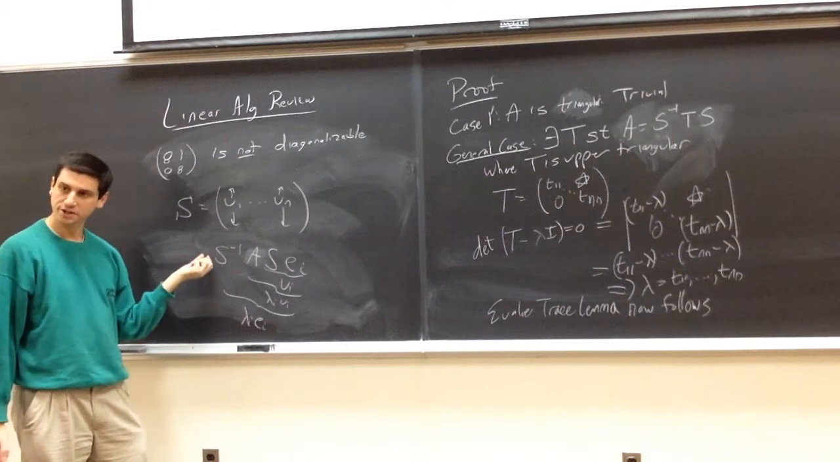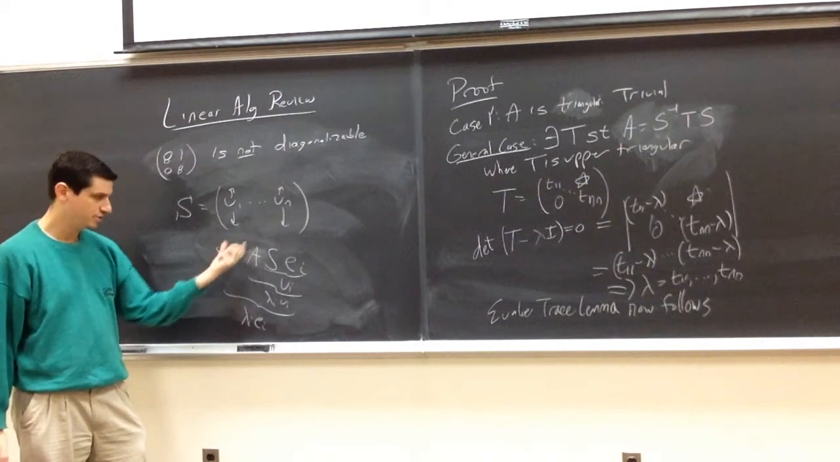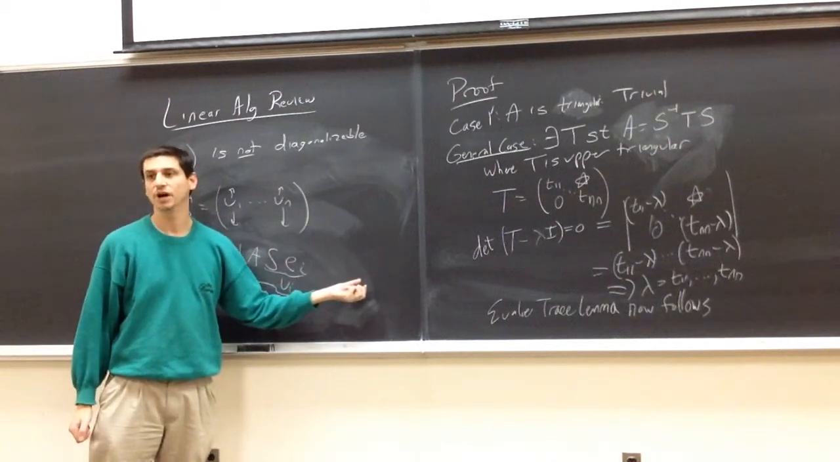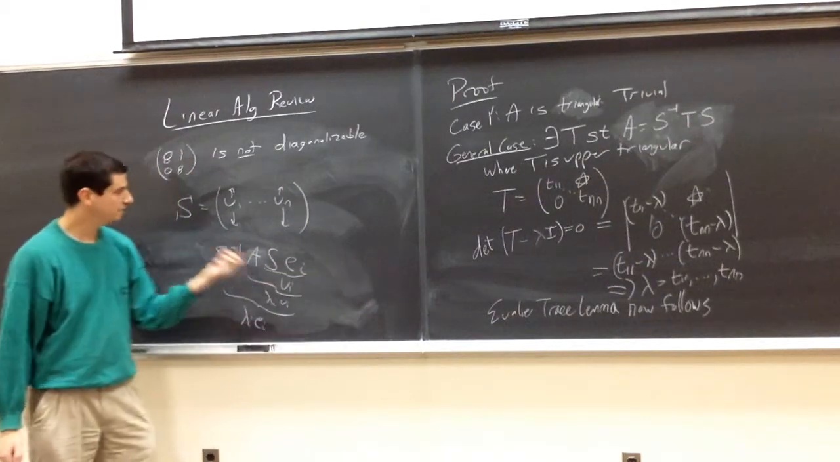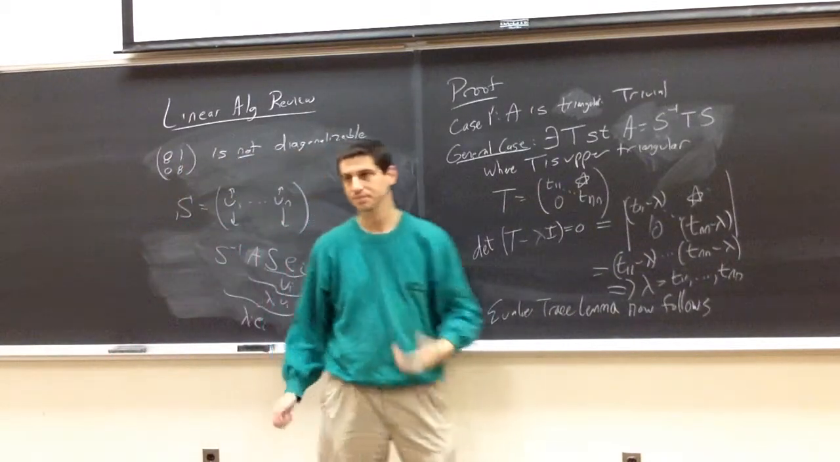If I were to now dot it on the other side with e_j transpose, I would be getting the ijth entry of this matrix, and I would see it's 0 unless i equals j. So if I have n distinct eigenvalues, I can always diagonalize my matrix.